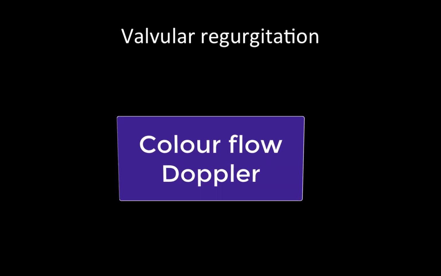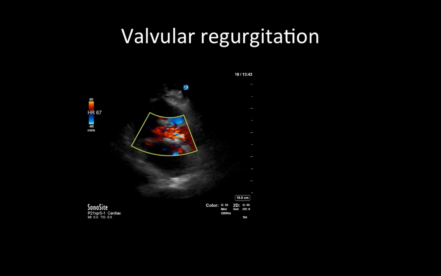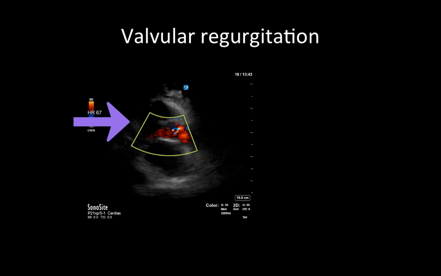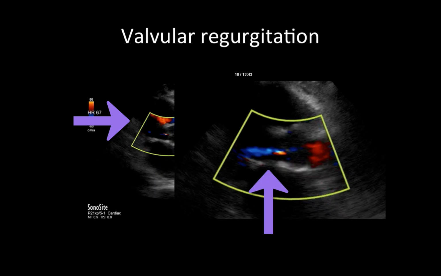To qualitatively assess valvular regurgitant lesions, for example, we'll use color flow Doppler. Here, aortic regurgitation can be seen as a blue jet in this parasternal long axis view. Note that because the angle of the regurgitant jet is not parallel to the angle of insonation, in fact, you could argue that it's close to perpendicular, the degree of regurgitation may well be underestimated.